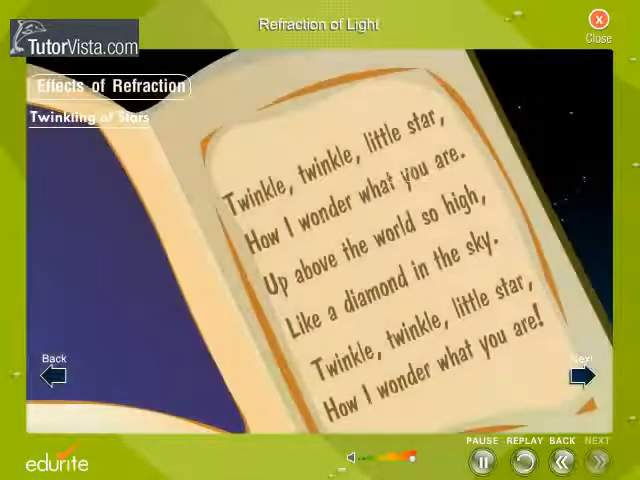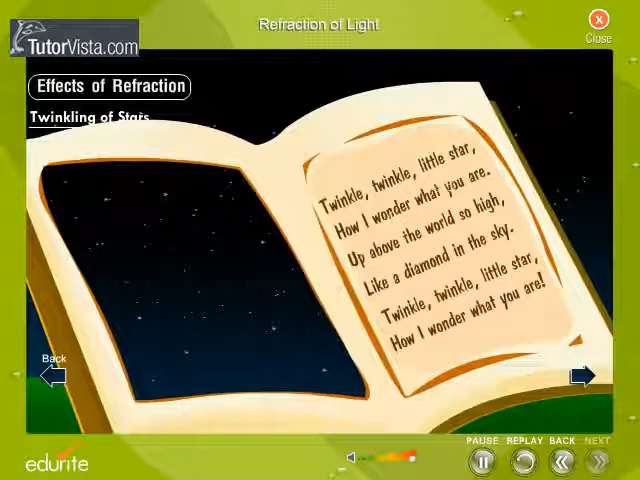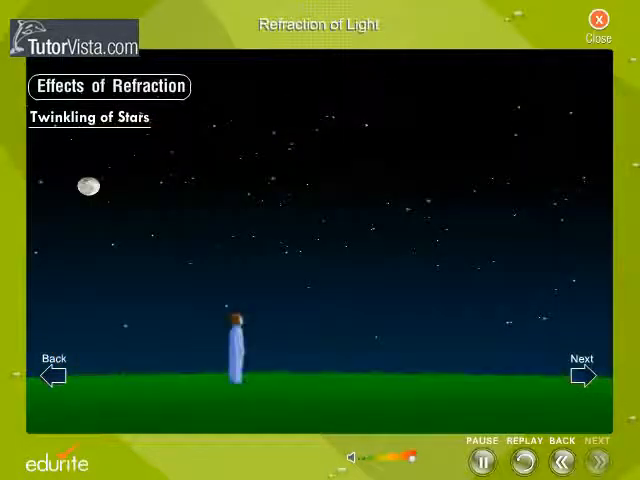Twinkle, twinkle, little star. That's what we were taught. But do they really twinkle? No, stars do not twinkle. Let us now learn about why they appear to do so.